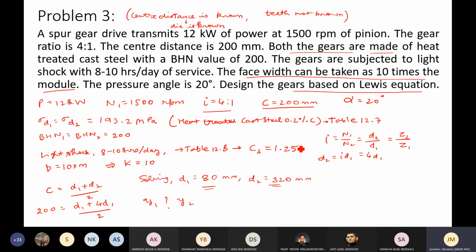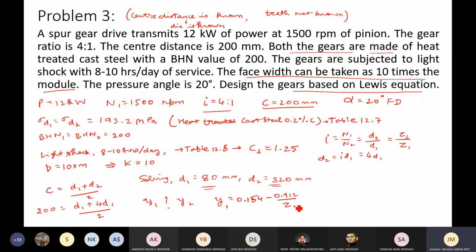Now remember, we are talking about y as a form factor and that too for 20-degree full depth. So y1 is 0.154, sorry, 0.154. 0.124 is for 14.5 degree. 0.154 minus 0.912 by z. For the pinion it is z1. We do not know what is z1. We do not know what is z2. Then how do you calculate y1 and y2 in the first instance itself? Unless this is done, we cannot proceed. We do not know what to design for.